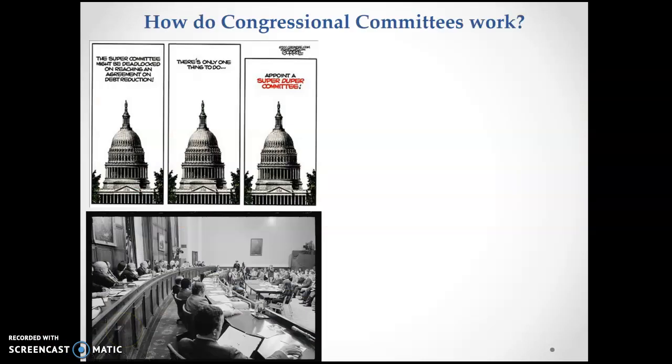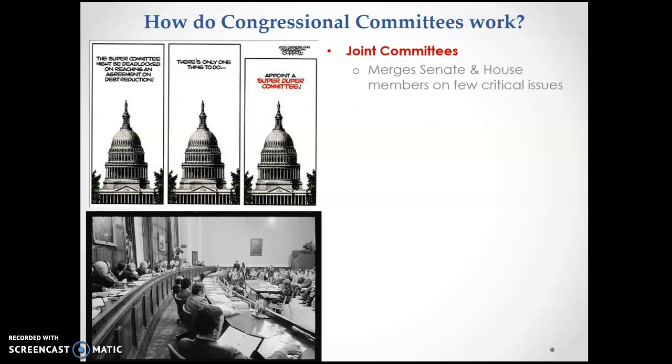Okay, so we just talked about standing committees. We looked at the list. Standing committees, as I said, are where the majority of work in Congress happens, but they're not the only committee. There are also joint committees. They're much fewer in number, and they are designed to bring efficiency to the legislative process.